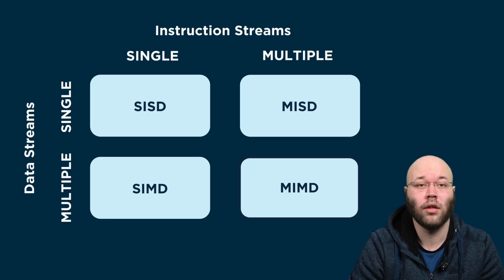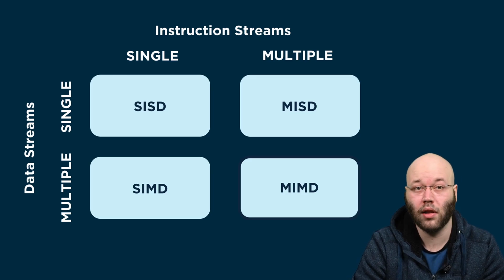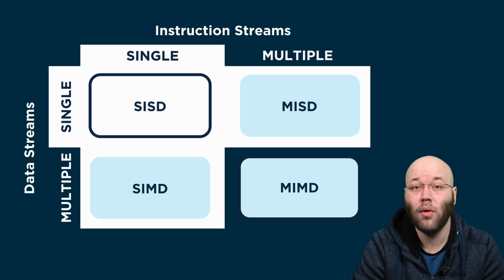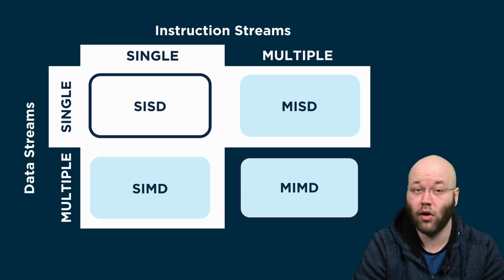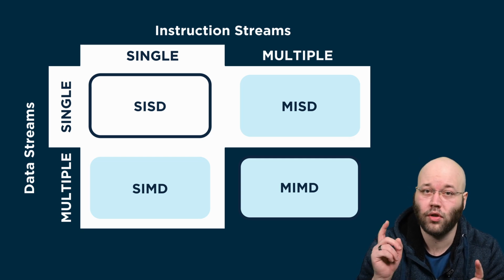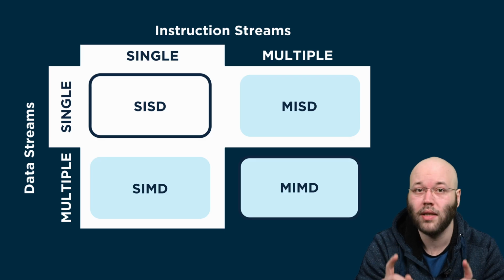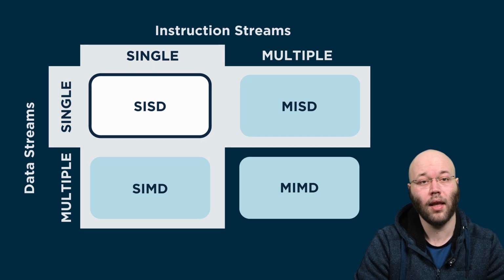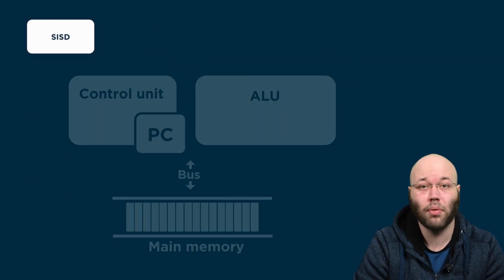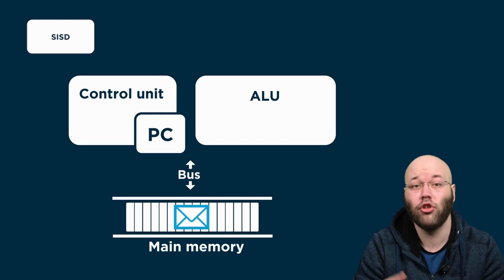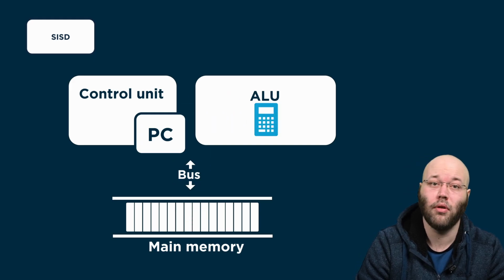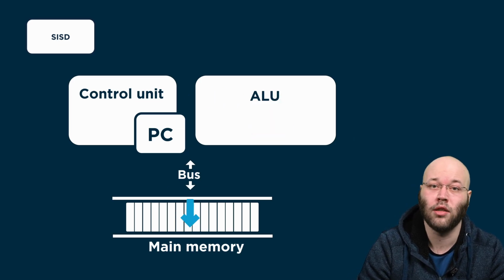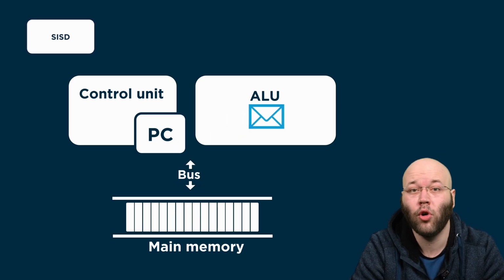Let's begin our exploration of machine architecture with the simplest model: single instruction, single data, or SISD. This is the most fundamental form of computation where a single processing unit executes one instruction at a time on one piece of data. It is the foundation of traditional sequential computing. In a SISD system, the processor fetches an instruction from memory, retrieves the necessary data, executes the operation, and stores the result. This process is then repeated for the next instruction. This is how a von Neumann computer functions.